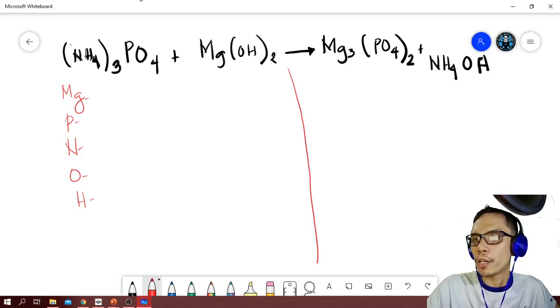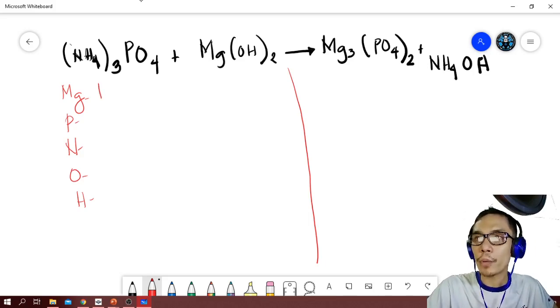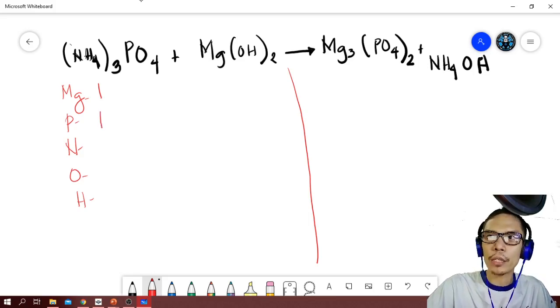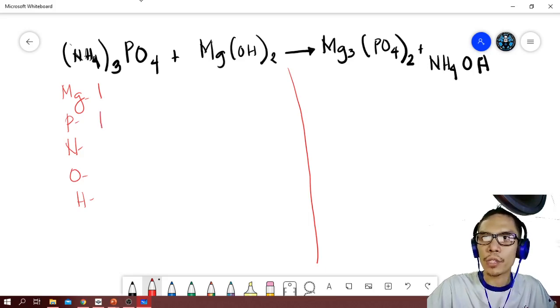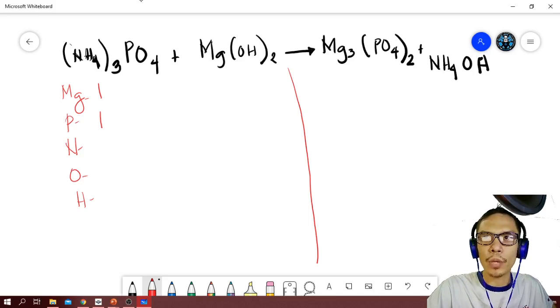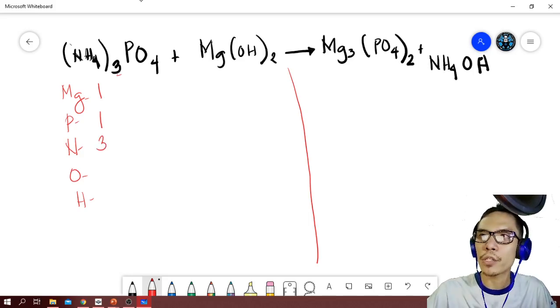Let's count them. There's one atom of magnesium from the magnesium hydroxide reactant. How many phosphorus? There's only one atom. Do not include this one here. Next, how about nitrogen? Since this is in the parentheses, we multiply it by 3. So, 3 times 1, that is 3 atoms.